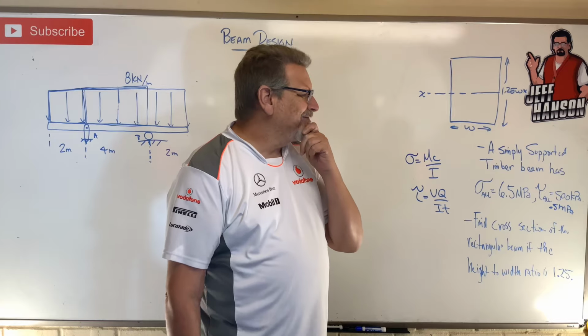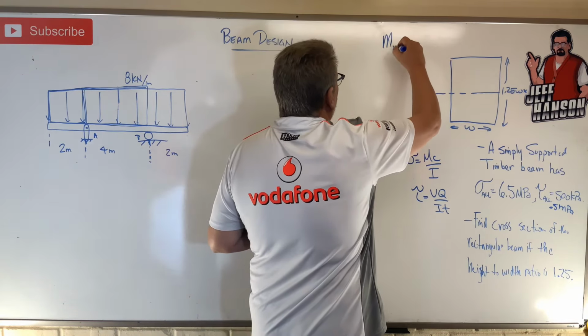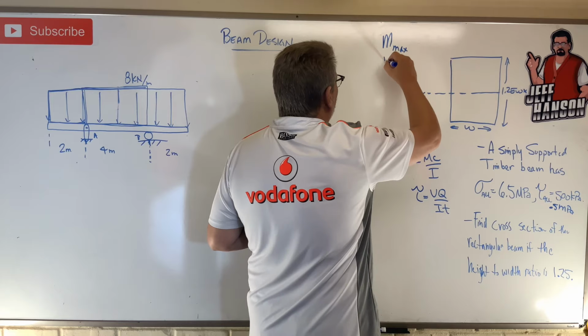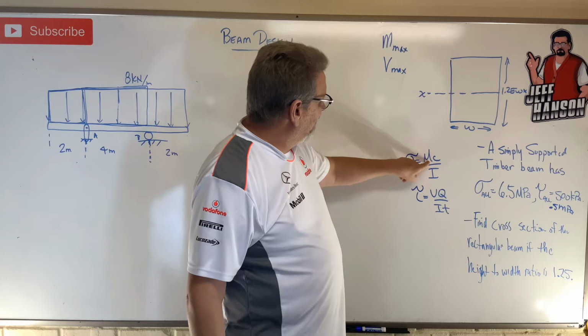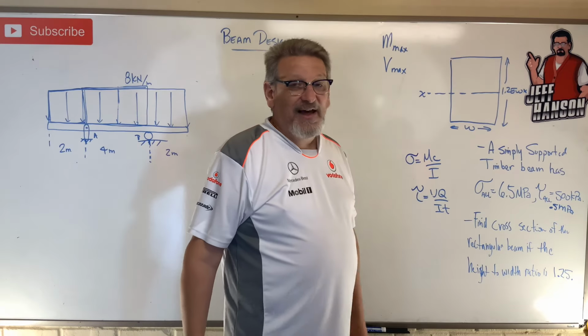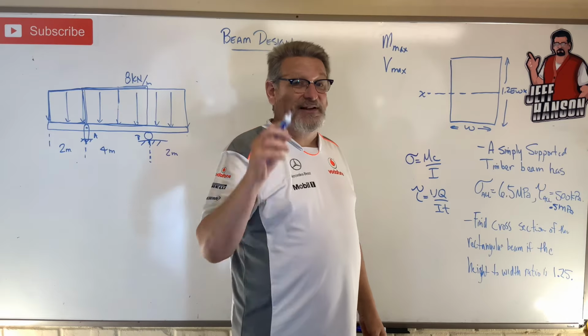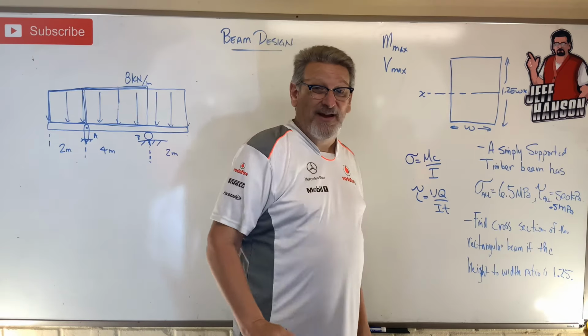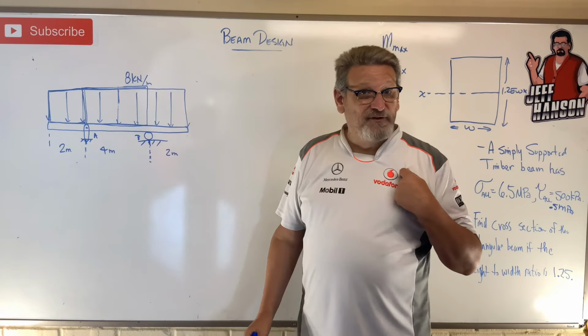You know what we need? We need M max and we need V max. We need M right there and we need V right there. How do you think we get those? That smells like shear moment diagram kind of stuff, doesn't it? Let's do a shear moment diagram for this real fast.